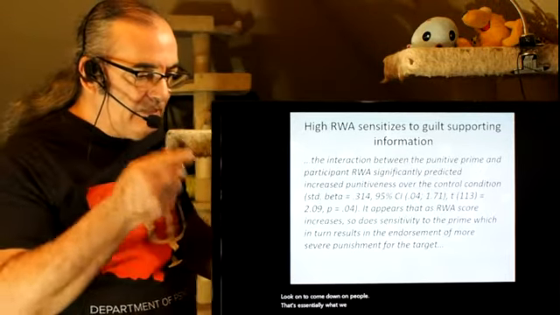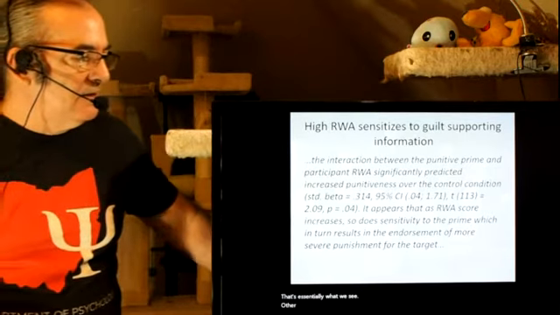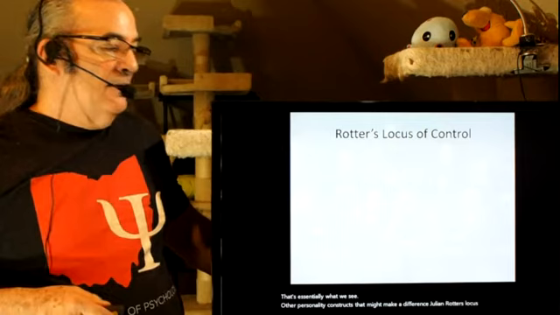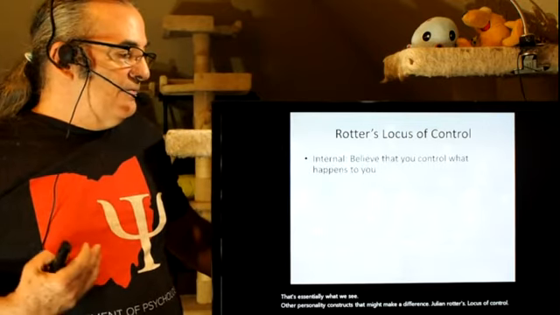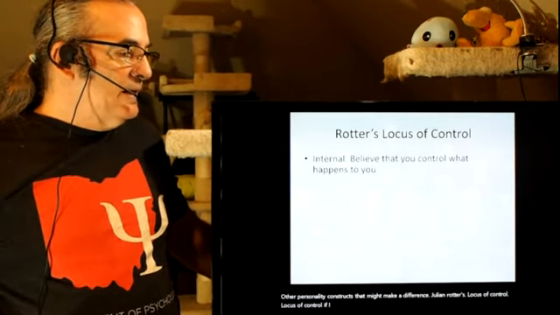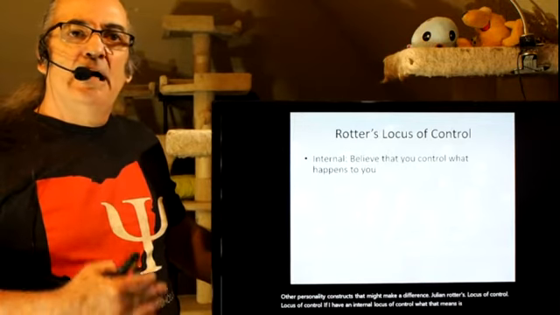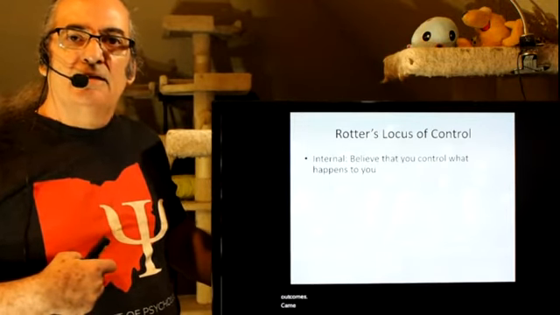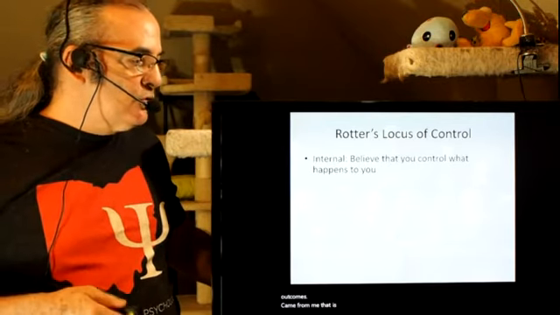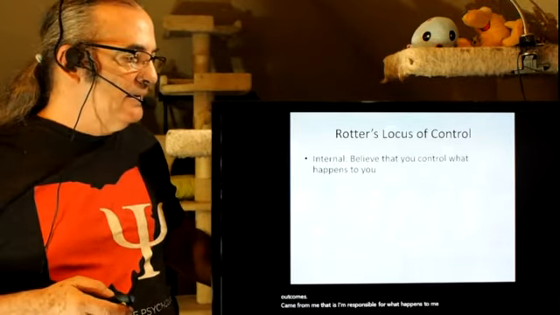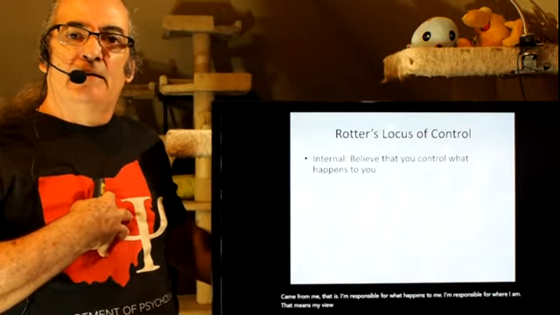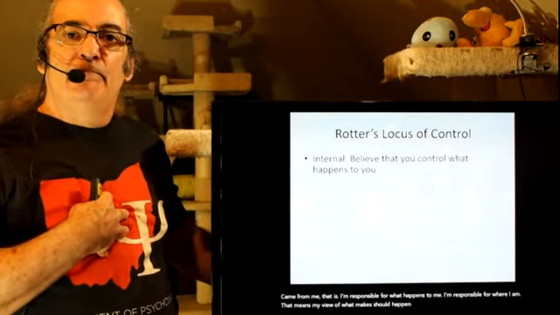Now, other personality constructs that might make a difference? Well, Julian Rotter's locus of control. Locus of control, if I have an internal locus of control, what that means is I believe that my life outcomes came from me. That is, I'm responsible for what happens to me. I'm responsible for where I am. That means my view of what makes things happen for me comes from me.